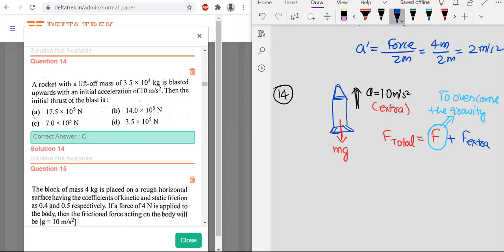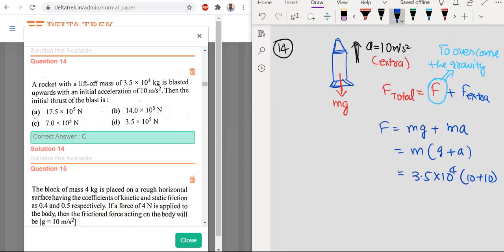Okay, so F total will be mass into acceleration. So this is mg plus this is m into a. So it means it will be m(g plus a). M is how much? It is 3.5 into 10 to the power 4, into (g plus a). G is 10 and a is also 10. So the answer will be 20. 35 into 20 will be 70 into 10 to the power 4. We can add one zero, so this will become 7 into 10 to the power 5.